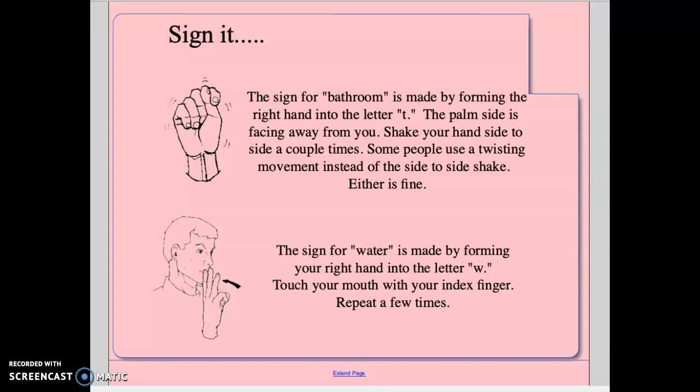If I give you the OK sign, that means go ahead, use the restroom. Happy trails to you. If I give you the wait a minute sign, that means stay here, we're doing something important, ask again in a few moments.